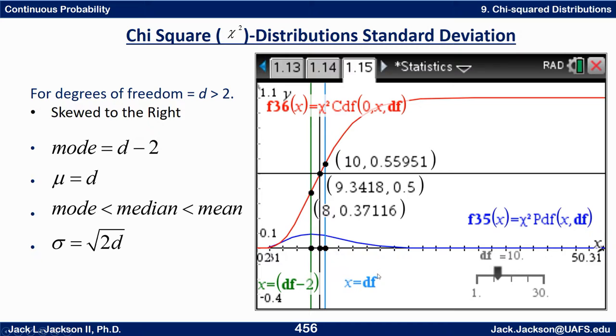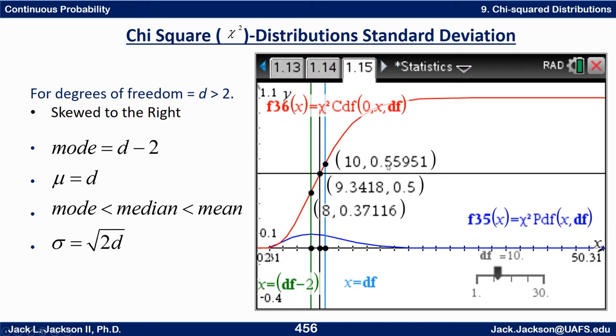And it's kind of interesting. You got a couple of nice formulas. The mean is the degrees of freedom, which is where this light blue line is. So that x value right there is the mean, which is the same as the degrees of freedom, which is 10. And notice that the probability to the left is the y value on the CDF, which is given by this y coordinate, 0.55951.